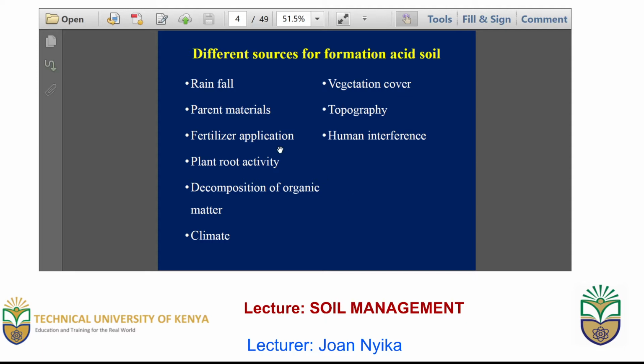Some of the sources include rainfall, the parent material, fertilizer application, plant root activity, decomposition of organic matter, the climate, the vegetation, the topography, and some human activities or interferences. We will look at each one of these sources and how they influence the soil so that it can become acidic.